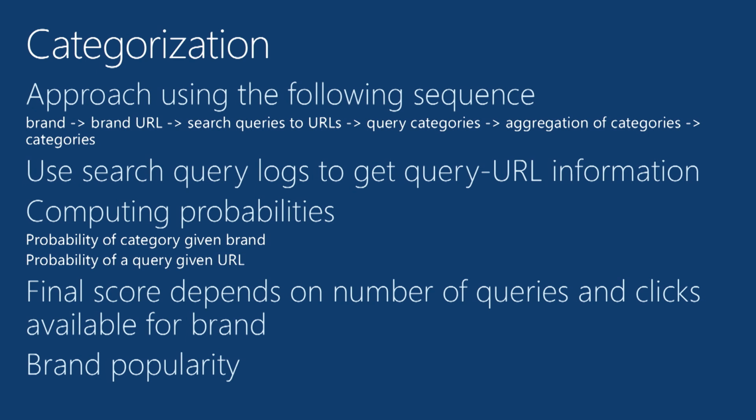We're going to search for queries that point to this URL. From those URLs, we're going to extract all the categories. We're going to do an aggregation on the categories. At the end, we're going to derive a list of categories that are associated for a brand.